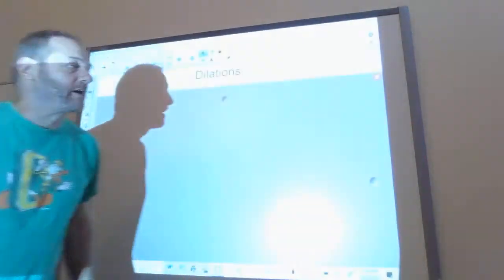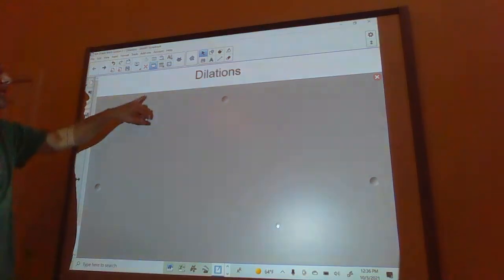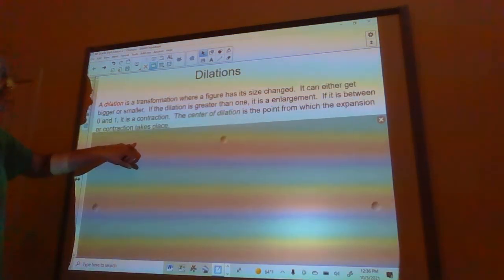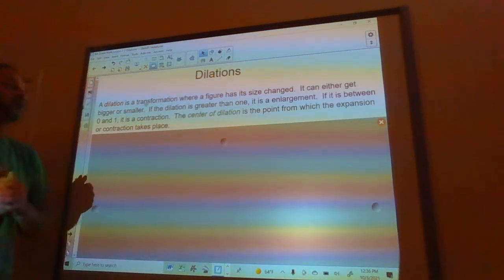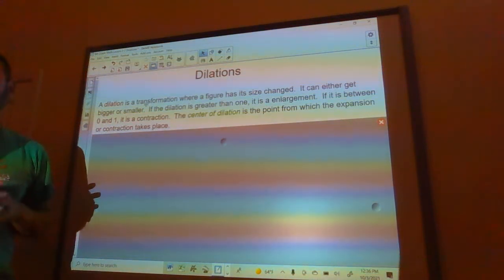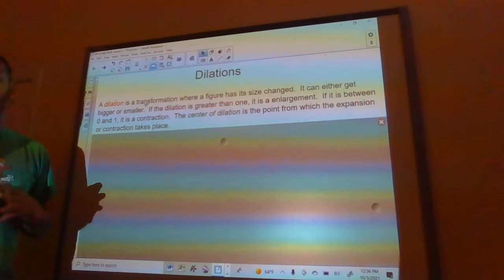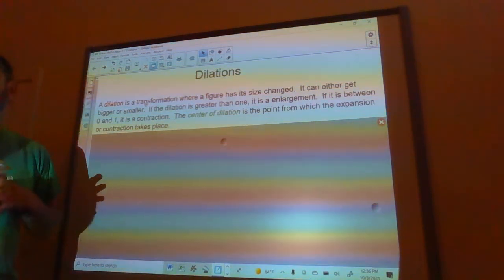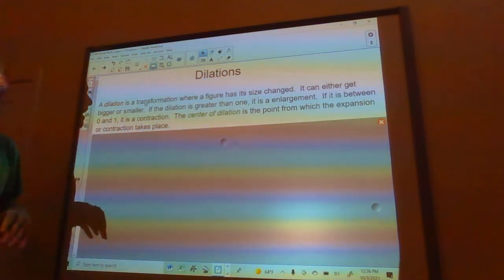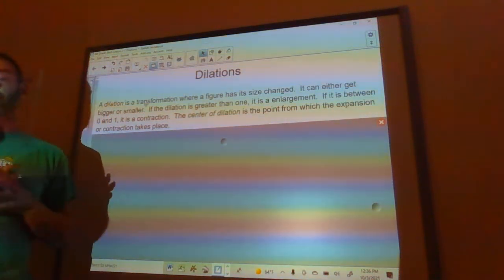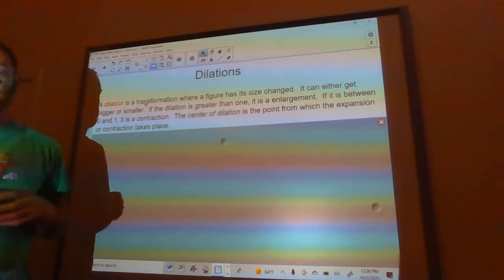Hey guys, today we're going to talk about dilations. So, what's a dilation? A dilation is a transformation where a figure has its size changed. It can get either bigger or smaller. If the dilation is greater than 1, it's an enlargement. If it's between 0 and 1, it's a contraction, so it shrinks.